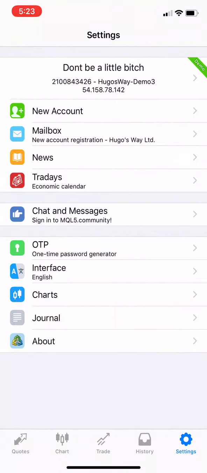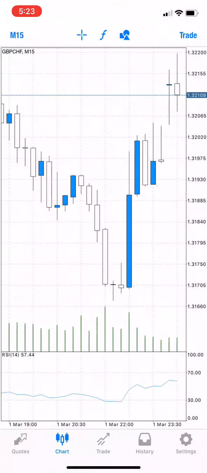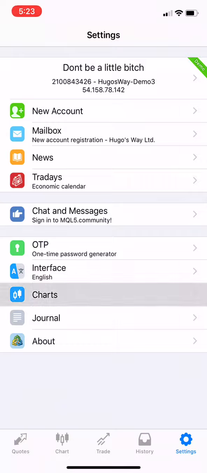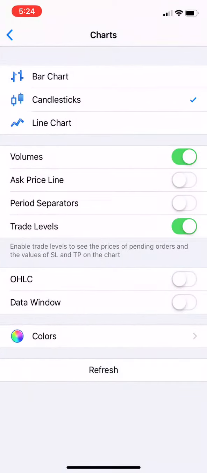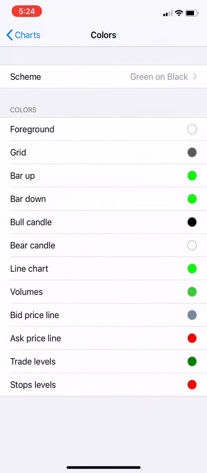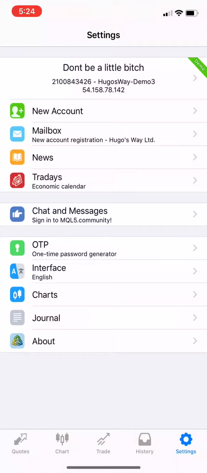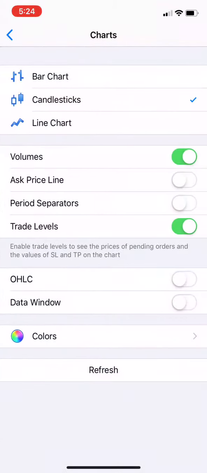Now for settings, right now my chart is already fixed up. But when you set up your chart in the beginning, it might be set to a default green and black, which will look like this. So the first thing to do is set up your chart. So you go to, it'll be like this.